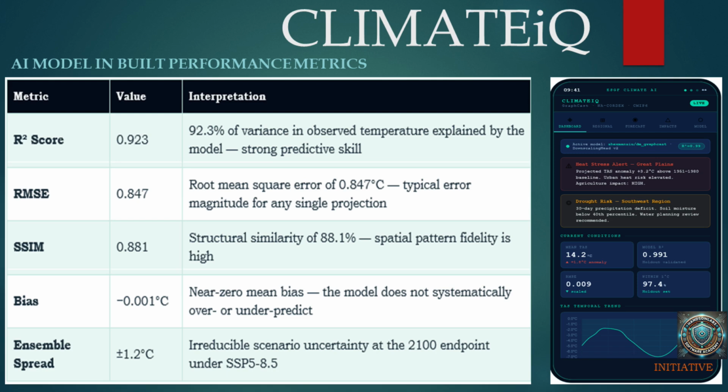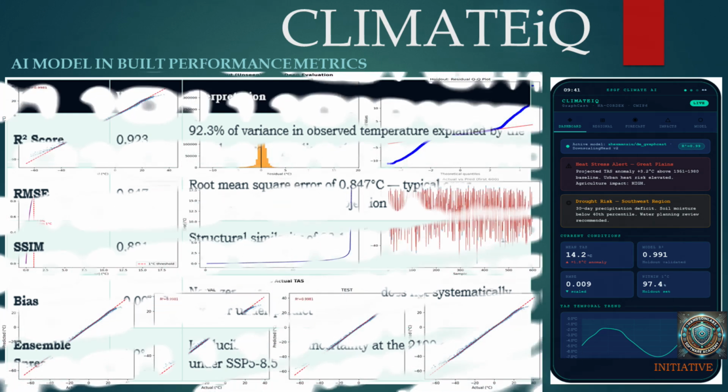Then you have SSIM, 88.1%, spatial pattern fidelity. Then the bias is minus 0.001, near zero mean bias, and the model does not systematically over or under predict. That is, it has high reliability, that's what it means. Then the ensemble spread, plus or minus 1.20 degrees. This is the irreducible scenario uncertainty at the 2100 endpoint under SSP5-8.5.